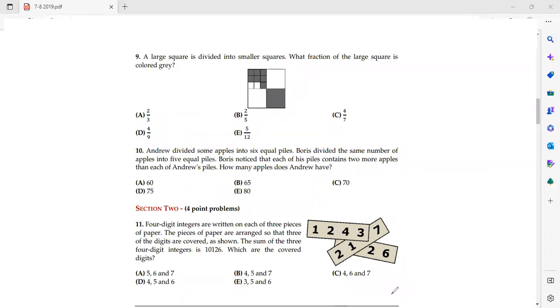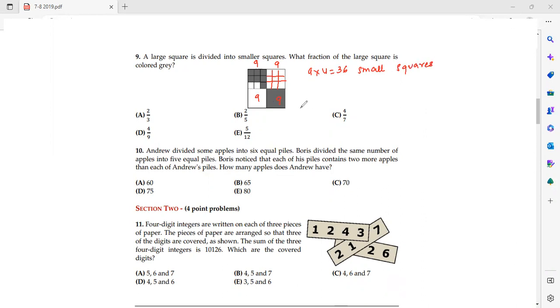Now let's read question number 9. A large square is divided into smaller squares. What fraction of the large square is colored gray? Now, if we look at the square and we extend these boxes, basically this whole square is divided into 9, 9, 9, 9, which is 9 into 4, 36 smaller squares.